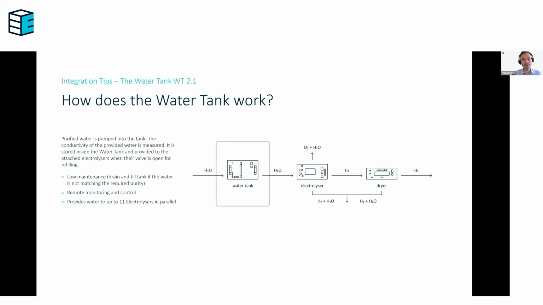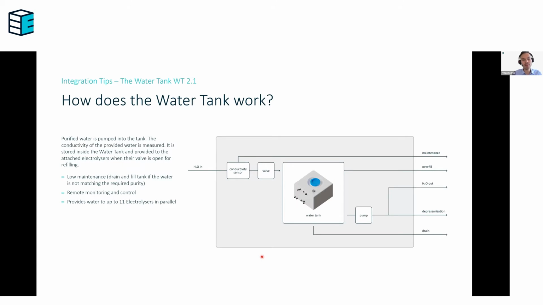So I also brought you some more pictures here. This is the full chain. Purified water comes to the water tank and then further to the electrolyzer and the dryer. So what are the advantages of the water tank? We have very low maintenance. You can just drain and fill the tank if the water quality is not matching the purity requirements. But in normal operation, this should be fine. Then you have the remote monitoring and control, the same as in the electrolyzers, and it can provide water to up to 11 electrolyzers in parallel.